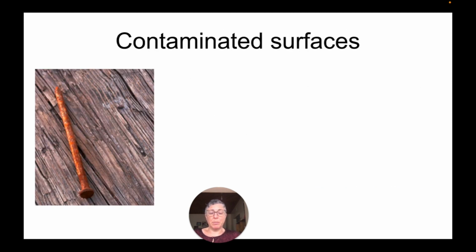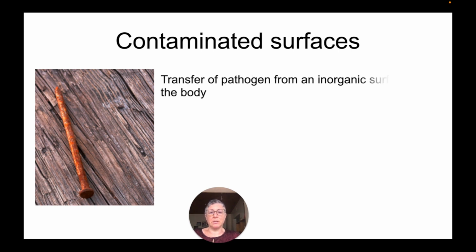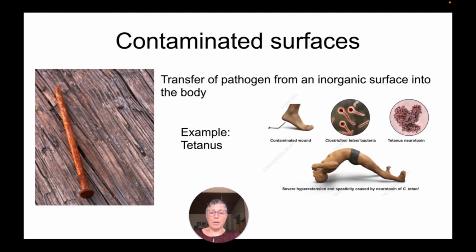The second type of transmission, indirect transmission, is via contaminated surfaces. This is where the transfer of a pathogen from an inorganic surface into the body. So the major example here is tetanus, where we have bacteria living with the rust on a rusty metal object, and that causes tetanus, the disease, which can be deadly if not treated properly.